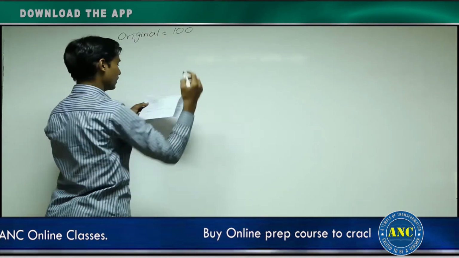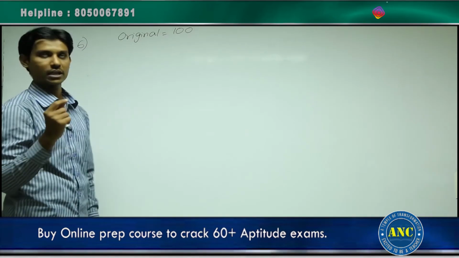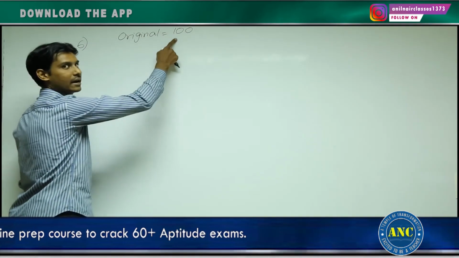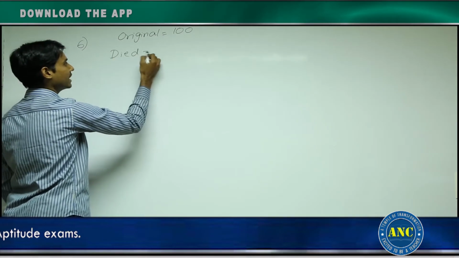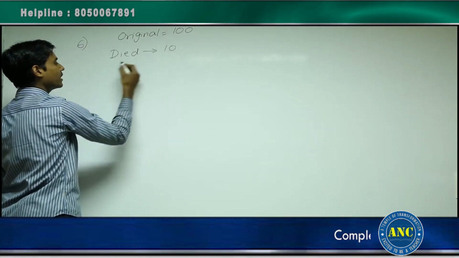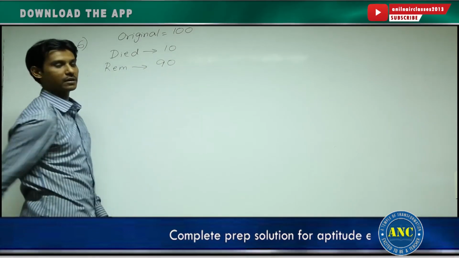Now read the first statement. 10% of inhabitants of a village having died of cholera. That means 10% of 100, they died. 10% of 100 is 10. 10 people died. Out of 100, if 10 of them died, the remaining people are 90.